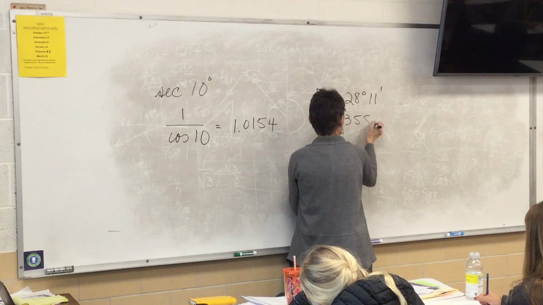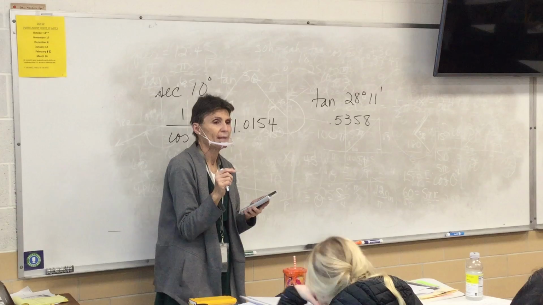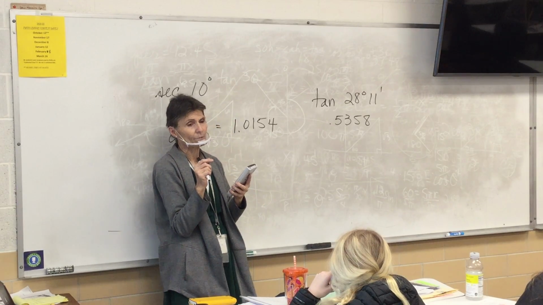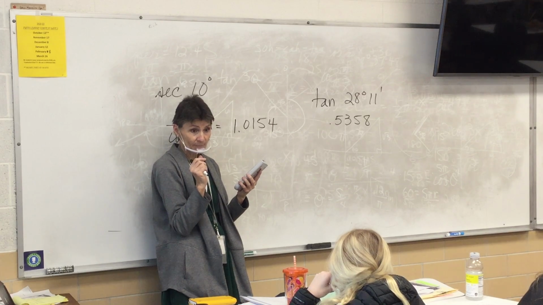28 degrees. What'd you come up with? 5.35. I think it would be 5.8. Isn't there a 2 after the 8? Yes. Yeah, so we won't round that up. We only round up when it's 5 or bigger. So 0.5358.